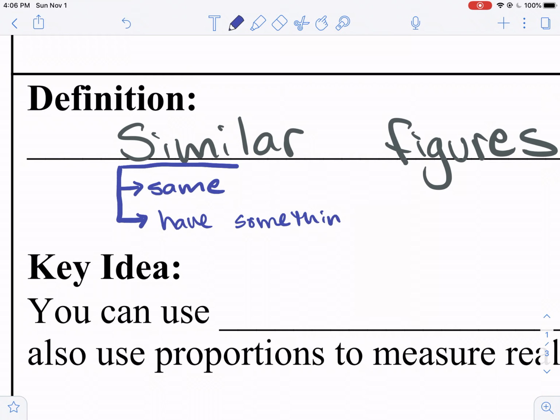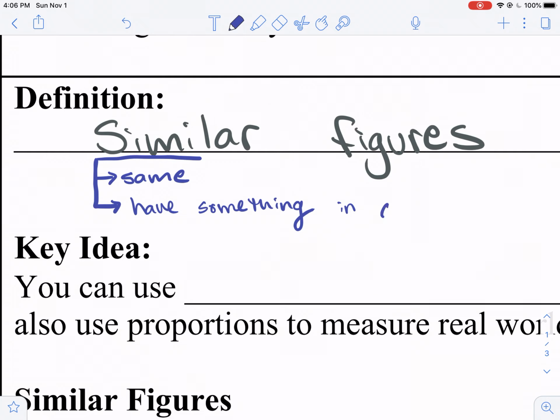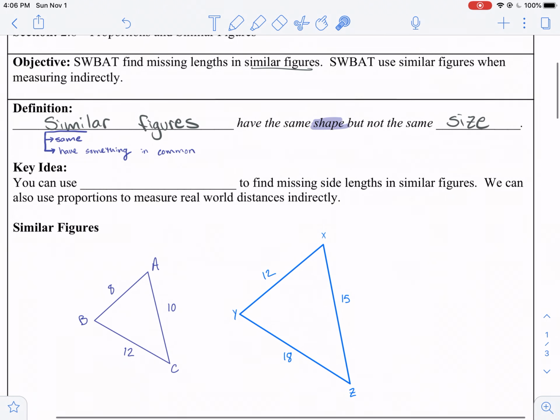For example, some of my friends and I are similar because we all are pretty athletic people. We have our athleticism in common. One of my friends loves basketball, and I'm absolutely terrible at it, but we both like to be active. Okay? So similar figures are figures that are similar shapes. They have the same shape.